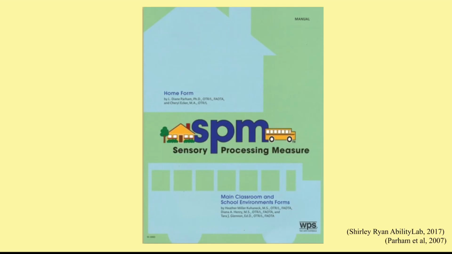We will be discussing the Sensory Processing Measure, or SPM. This standardized assessment uses questionnaire forms to provide a thorough perspective on sensory processing issues, praxis, and social participation for school-aged children, primarily ages 5 to 12 years old. There are 3 forms that are used within this assessment: the home form, main classroom form, and school environment form. This assessment takes between 15 and 20 minutes to administer and 5 to 10 minutes for scoring.